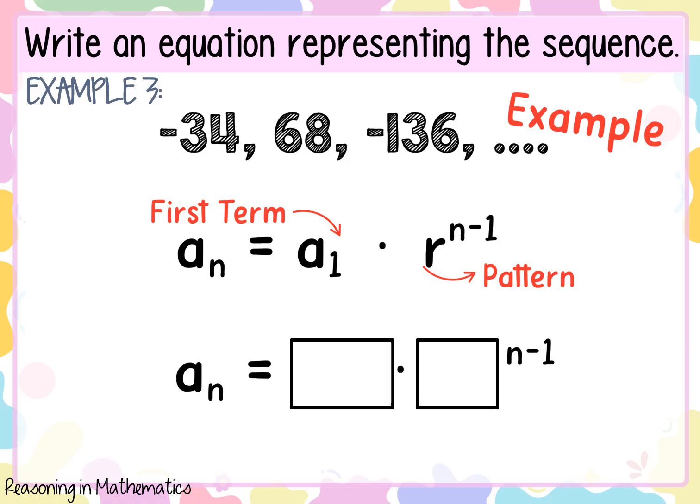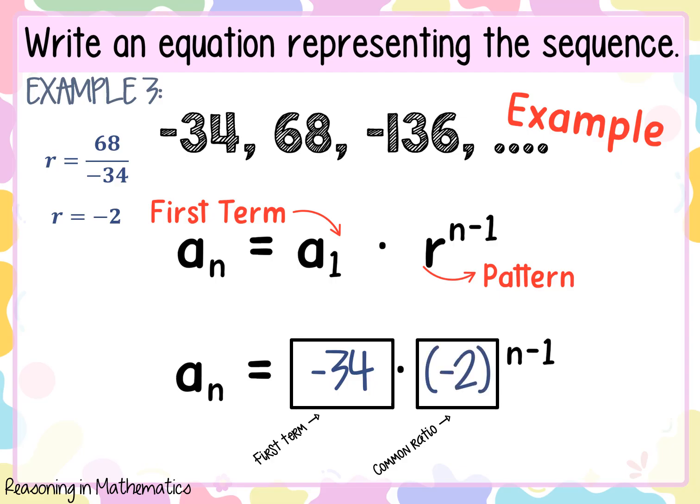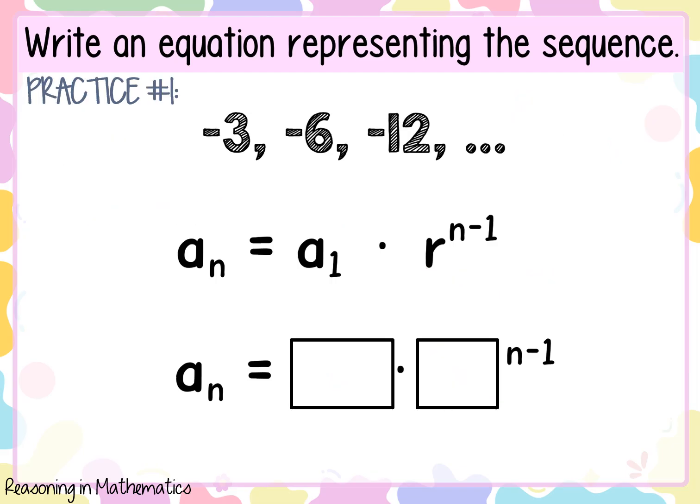Example 3. Now we have a sequence and we need to write the general formula for it. So we have r is the second term divided by the first term. Our common ratio is -2. The first term goes here, that's -34. The common ratio is -2, and there we have our formula.